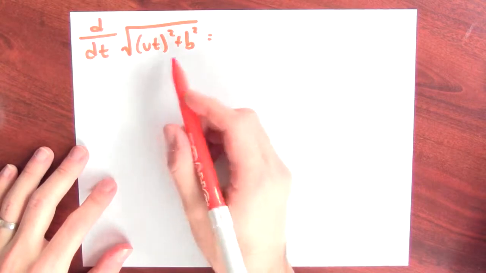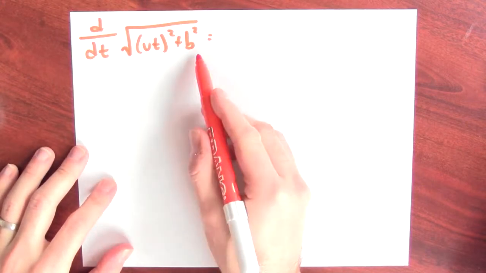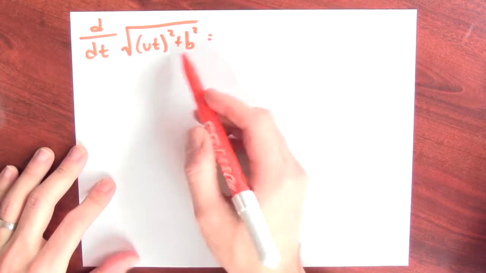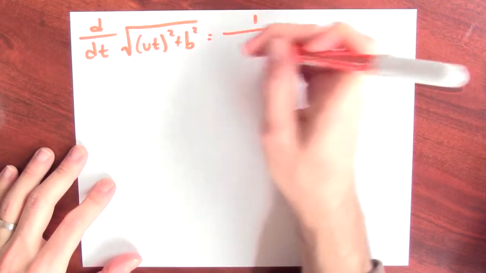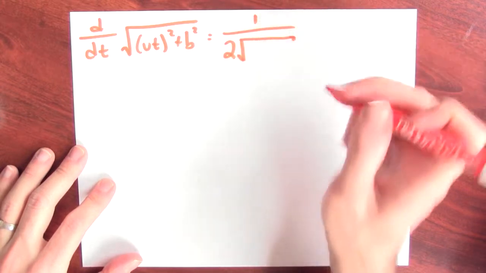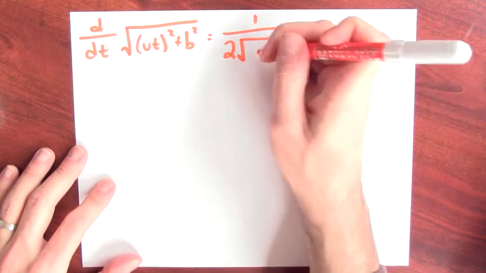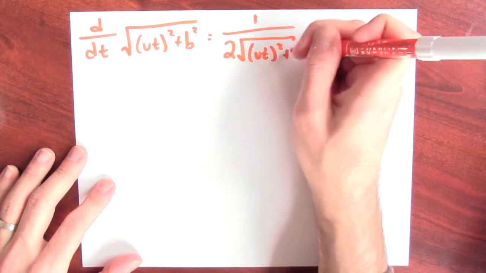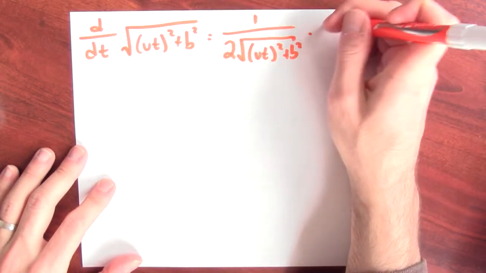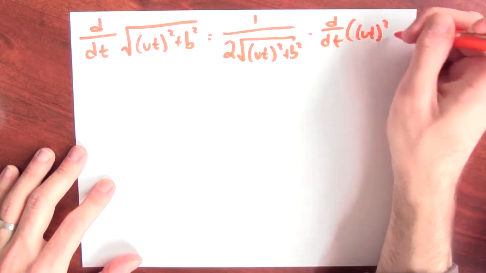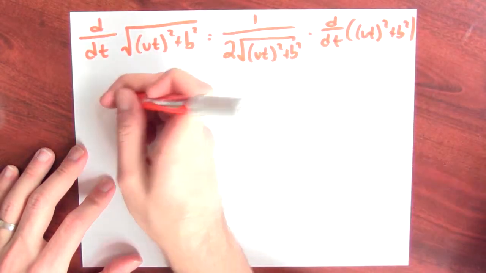How fast is the distance between you and the car changing? So I want to know how fast the distance between you and the car is changing. So I take a derivative with respect to t. This is the derivative of the square root of something, and the derivative of the square root function is 1 over 2 square root. So I'm going to be evaluating the derivative of the square root at the inside, which is vt squared plus b squared, times the derivative of the inside function. So the derivative of vt squared plus b squared.